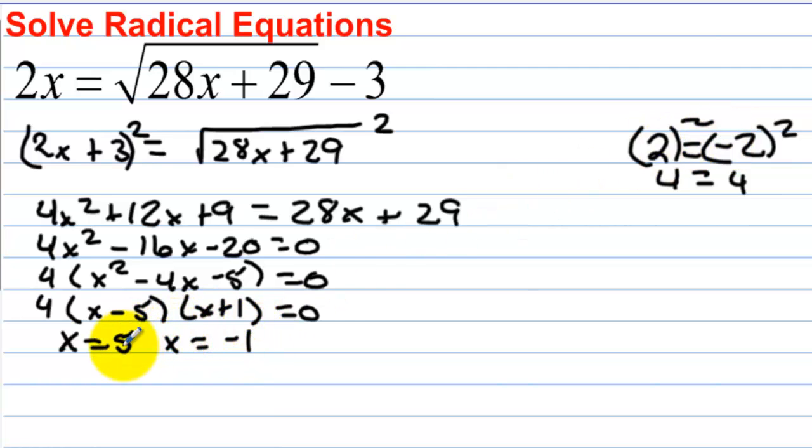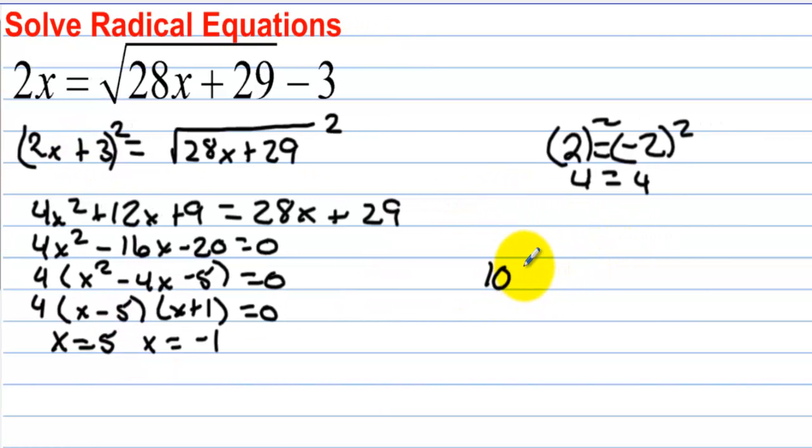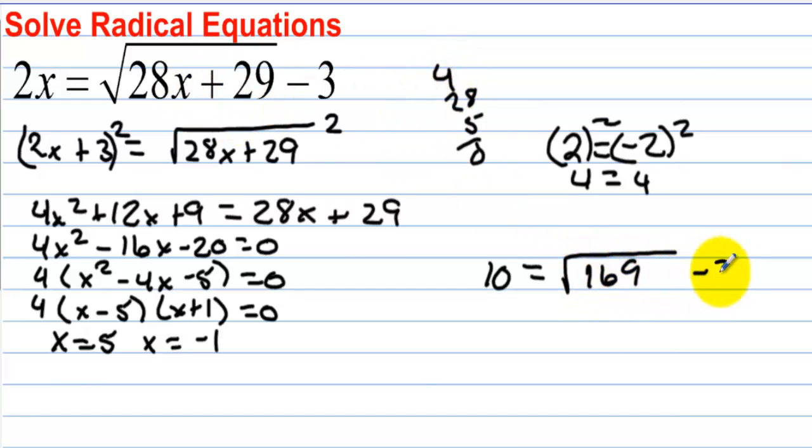Because of that, we have to plug 5 in, and then we have to plug negative 1 in to check to see if we made a false statement into a true statement. So let's plug 5 in. We have 2 times 5 is 10. That's equal to the square root of, let's see, we have 28 times 5, that's 140, plus 29 looks like 169, minus 3. We have 10 equals, that's 13 minus 3. So we have 10 equals 10.